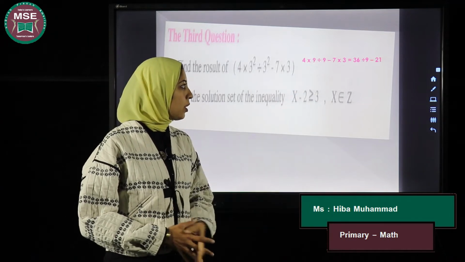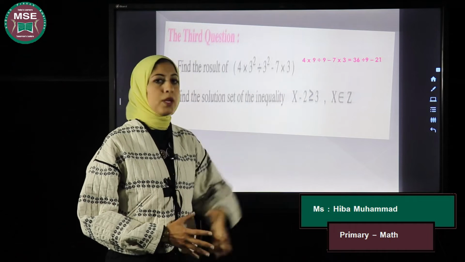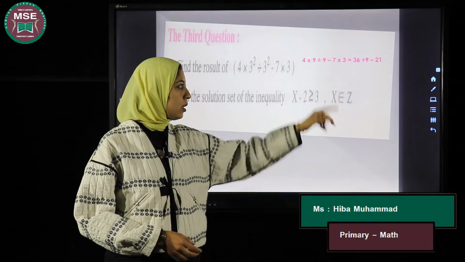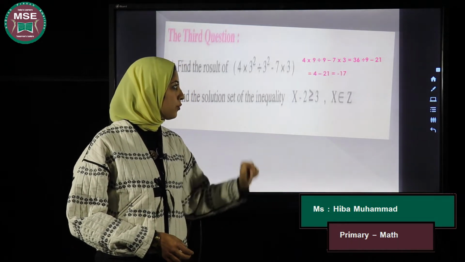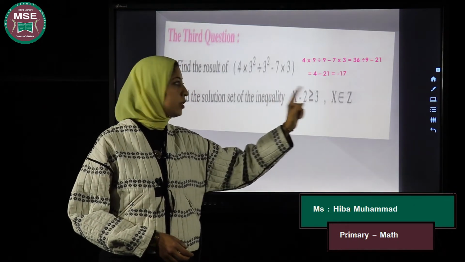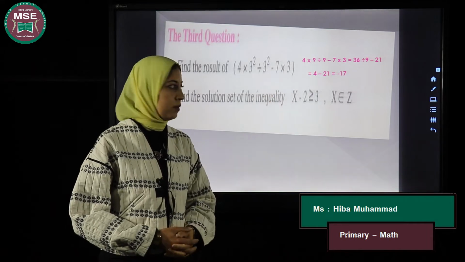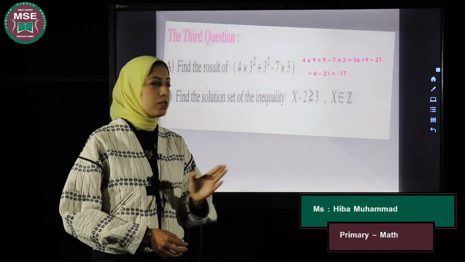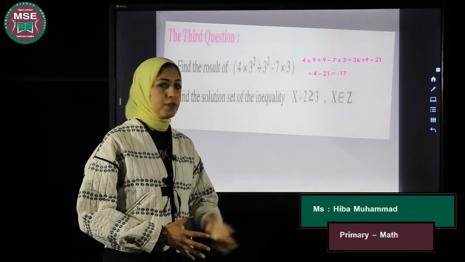Then divided 9 minus, solve 7 times 3. 7 times 3 equals 21. So the new numbers: 36 divided 9 minus 21. Then I will solve the division first. 36 divided 9 equals 4. Then I will make 4 minus 21. I solve in this equation each step alone. 4 minus 21 equals negative 17.